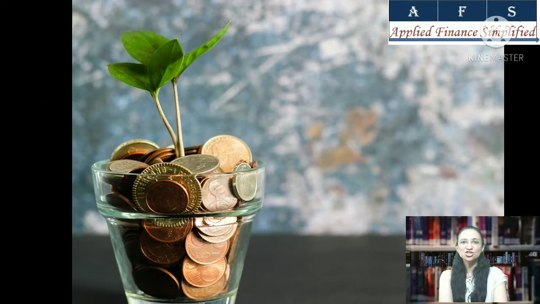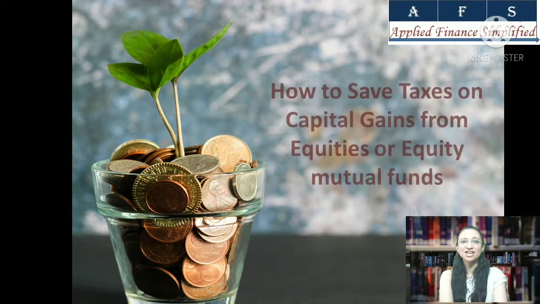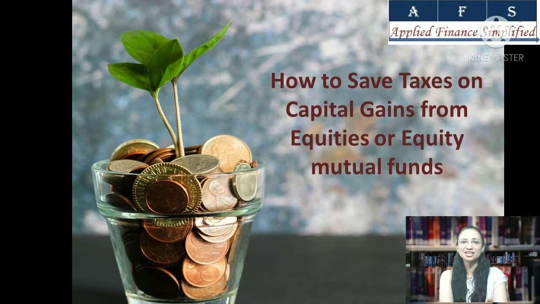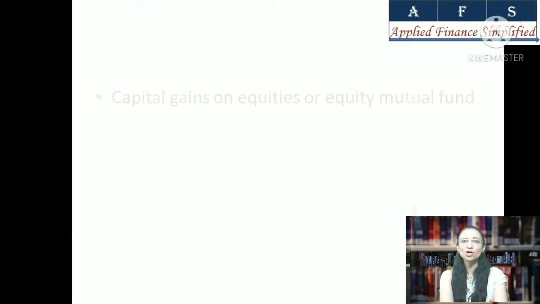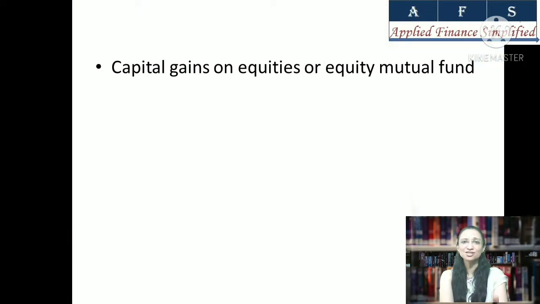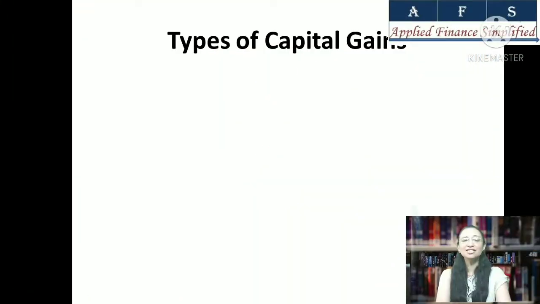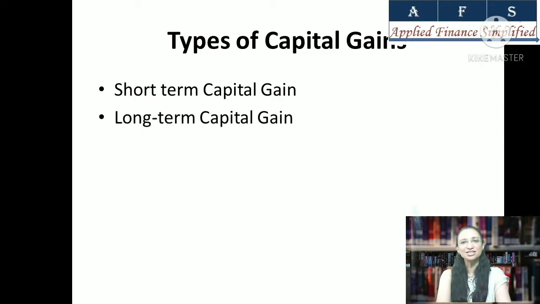Before we discuss the strategies that will help you save tax on capital gains on equities and equity-oriented mutual funds, we first need to talk about what are the kinds of capital gains that arise on sale of equity or equity-oriented mutual funds and the applicable tax rates thereunder. There are two kinds of capital gains. One is the short-term capital gain and another one is called the long-term capital gain. The capital gain type depends on your period of holding of the capital asset.